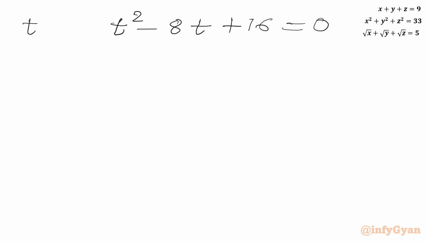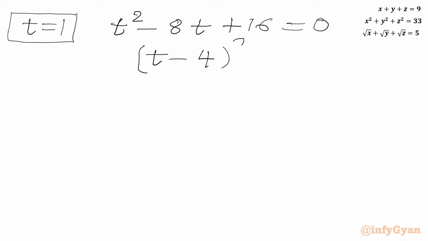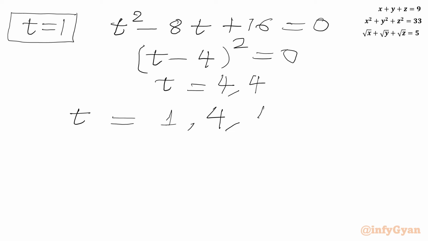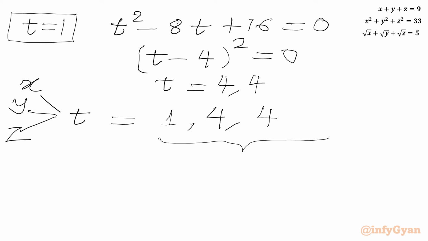Our base solution was t equal to 1. And this is one algebraic formula for t minus 4 whole square equal to 0. So I can write here t must be equal to 4 comma 4. So we have three t values, t equal to 1, t equal to 4 and t equal to 4. And t is x, y, z. So we have to consider the combination of these three numbers.